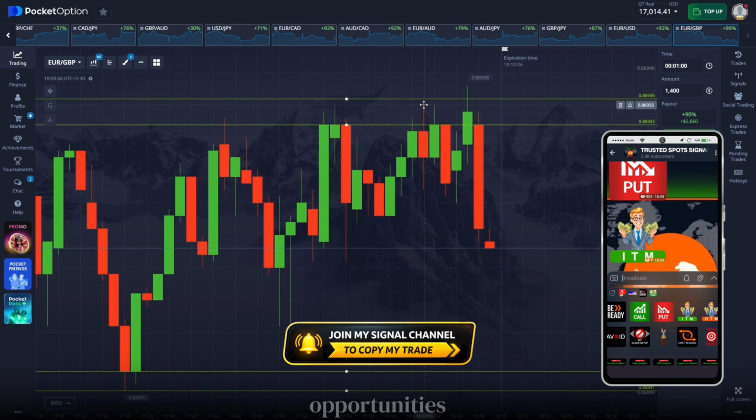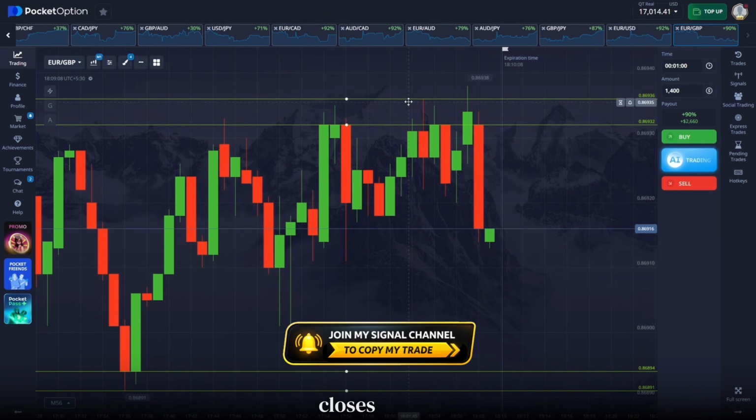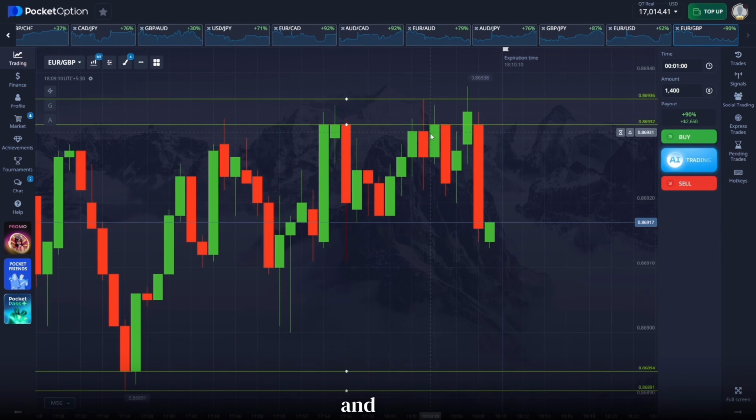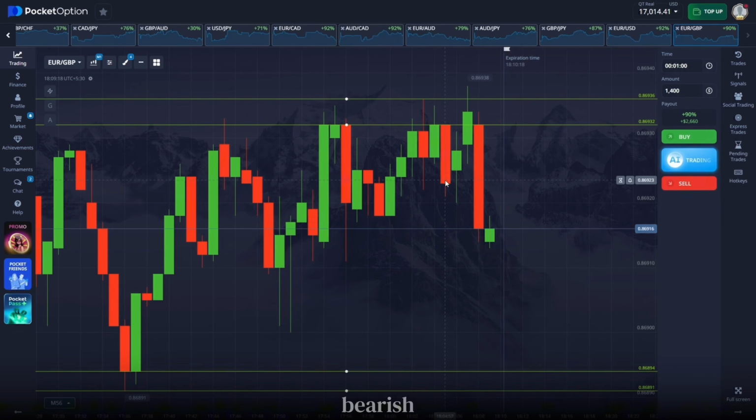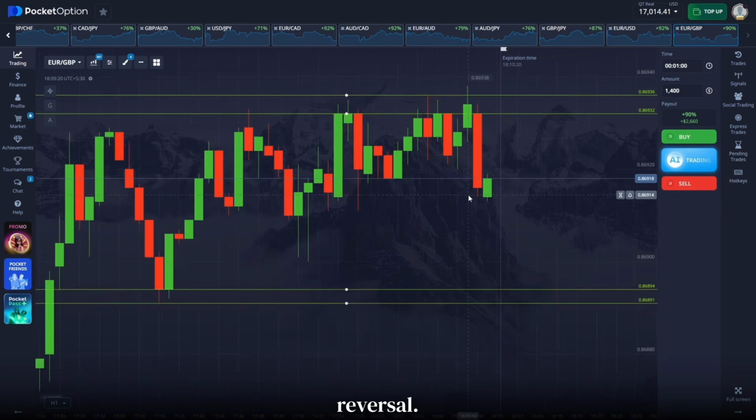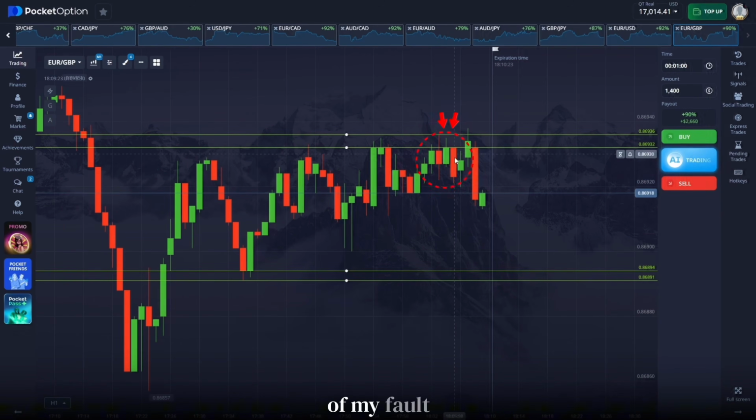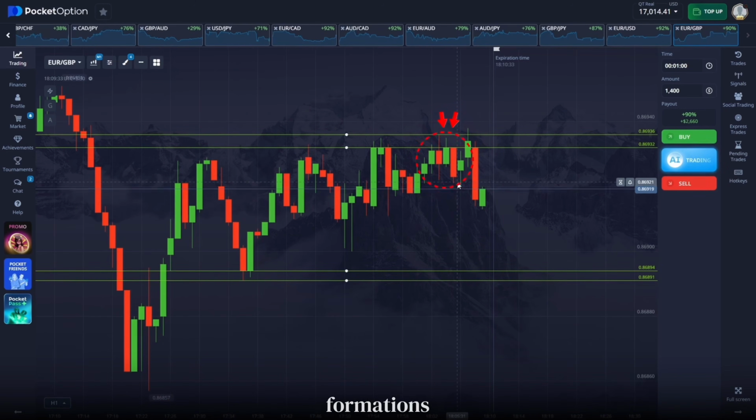We missed 2 trading opportunities here, in which this 1 minute candle closes below the resistance without a breakout, and this bullish candle also closes without a breakout. Both of these candles, you can see, are red bearish candles showing reversal, but because of my fault on this particular setup, I missed this trade, and this was not a very confident trade because the confirmation candle formations were not according to my need, and that's why I avoided the setup here.